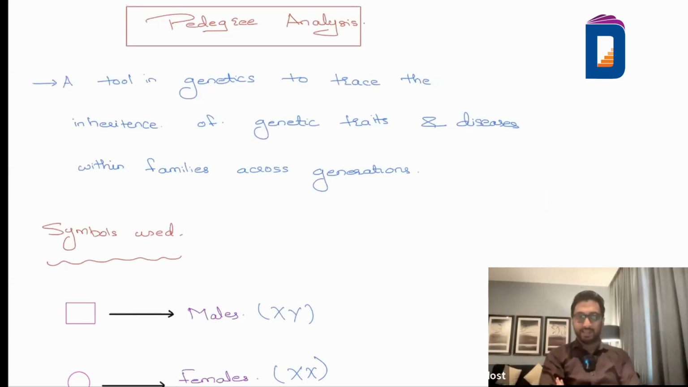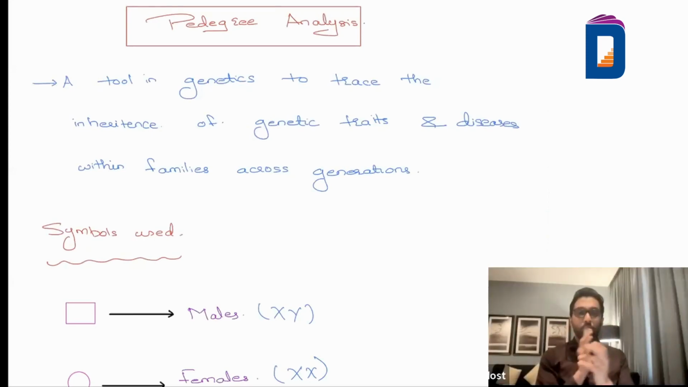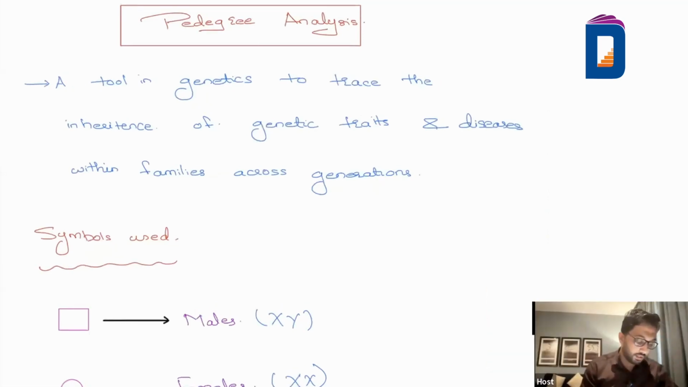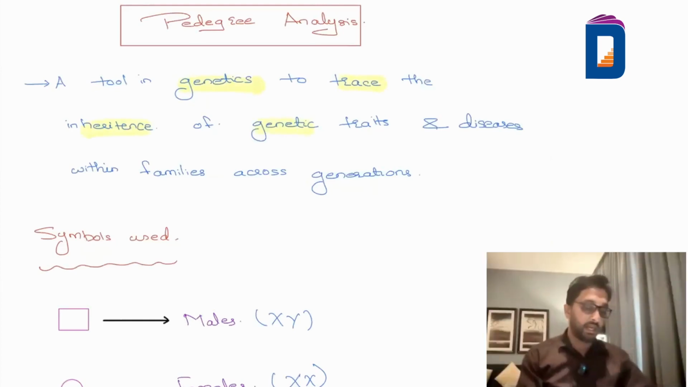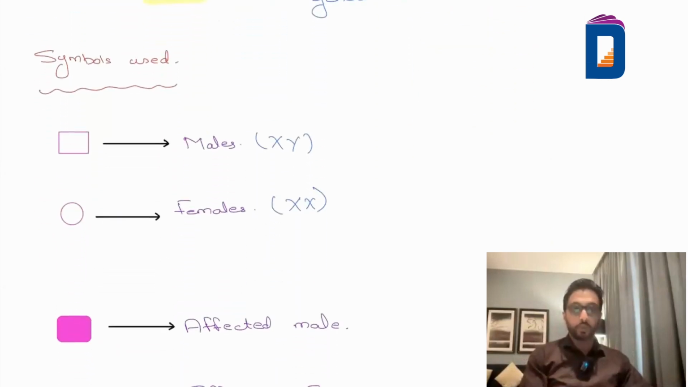So what is pedigree analysis? Someone? It's written there. Basically, you have to analyze what type of inheritance it is. It's a tool in genetics to trace the inheritance of genetic traits and diseases within families. No one is going to ask you the definition, but what is more important for you to understand here is the symbols used.